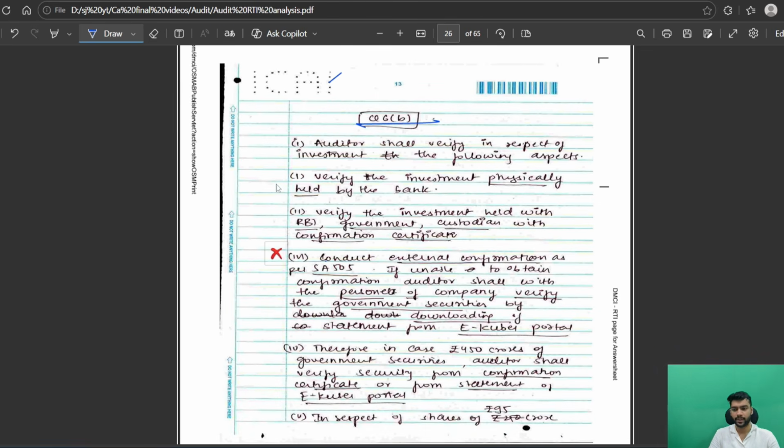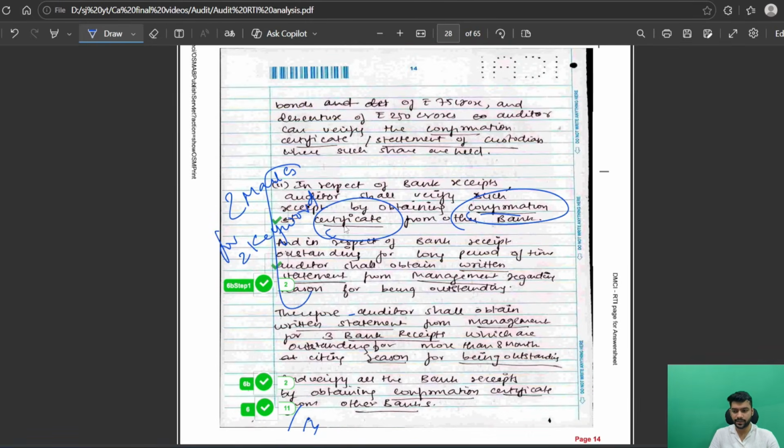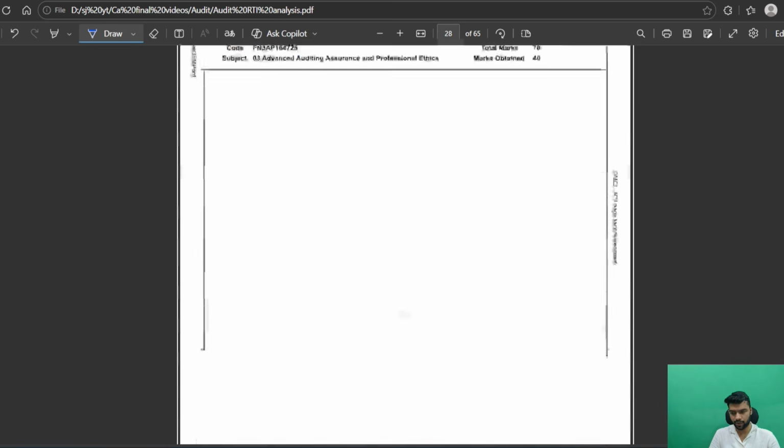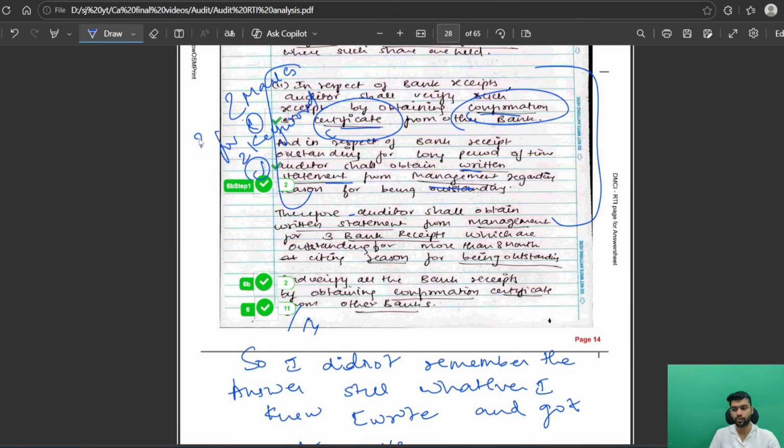So 6B. No marks here because there is no keyword that is matching. One single keyword is not even matched. So on the entire page, he did not give me a single mark. The examiner does not care what you have written. If the keywords are matching, he will give you marks. I will show you. I have written confirmation certificate. He has given 1 mark for that. And I have written a written statement from the management, take written statement from the manager, he has given 1 mark for it. That's it. Out of the entire 2 pages, this paragraph got me 2 out of 4 marks.